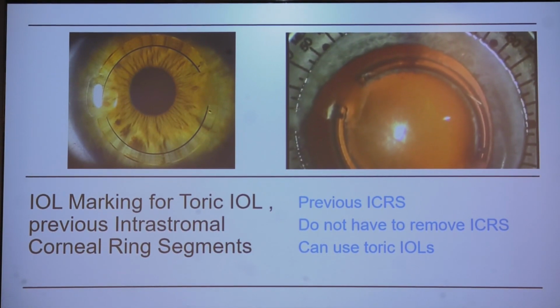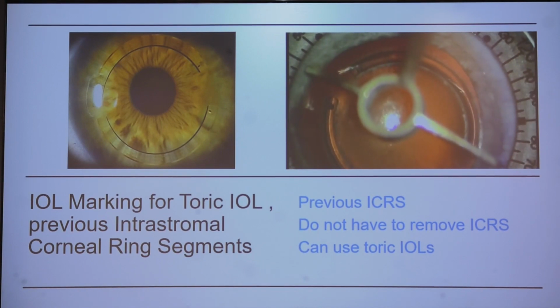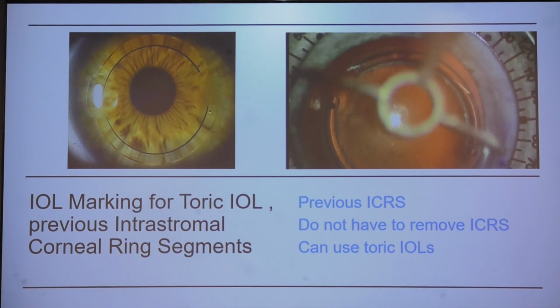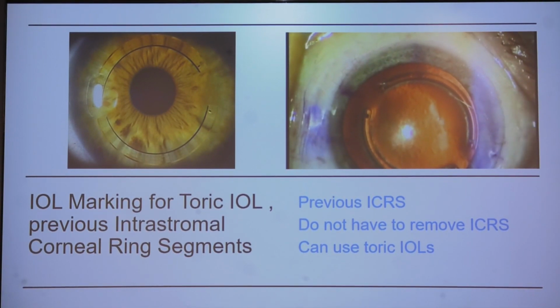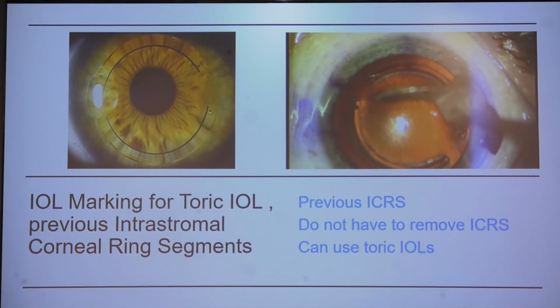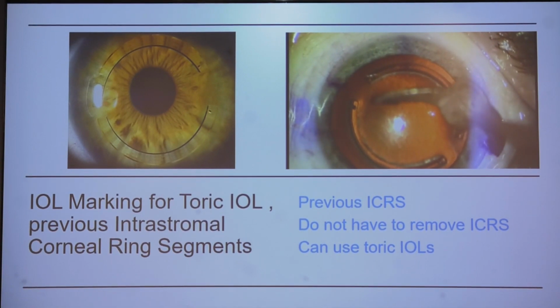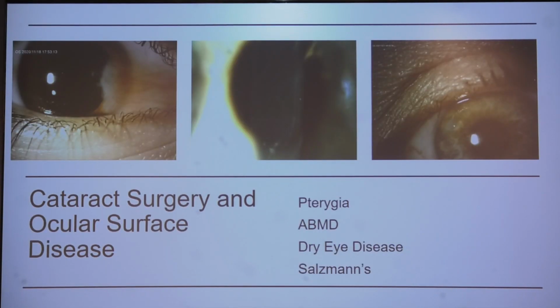IOL marking for toric lenses, even if they have previous intrastromal corneal ring segments, you can still get a good result with a toric lens. And this is an example of placing manual toric marks there on the cornea. Very, very easy to do. You really do not have to and should not consider removing the ring segments and can again use toric lenses.